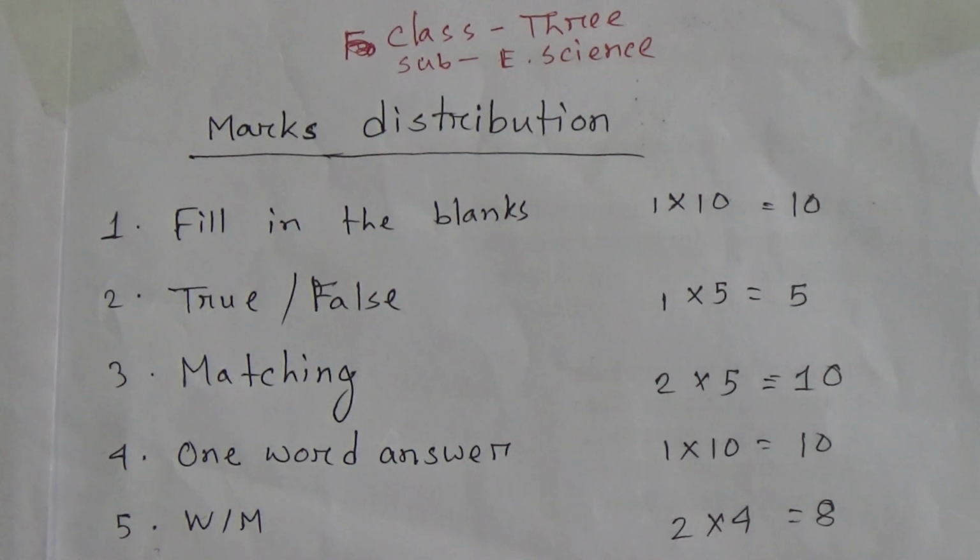Then you have to answer short note. I think you already have learned 2 short notes, air pollution and soil and its classification. You have to answer this short note, and it will be 10 marks. Number 7, short question answer. You have to answer 4 short questions, and each carries 2.5 marks, so the total marks will be 10.